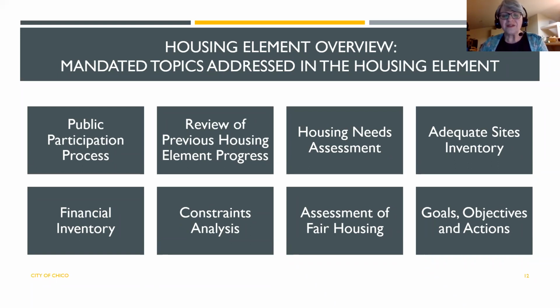It must analyze both governmental and non-governmental constraints to the development of housing. A new requirement is that it must do an analysis and assessment of fair housing opportunities and obstacles for marginalized communities. And then finally, it must include a housing program which establishes a series of goals, objectives, and actions that will be undertaken in the 8-year planning cycle to address the housing needs, address the constraints, and address any impediments to fair housing.